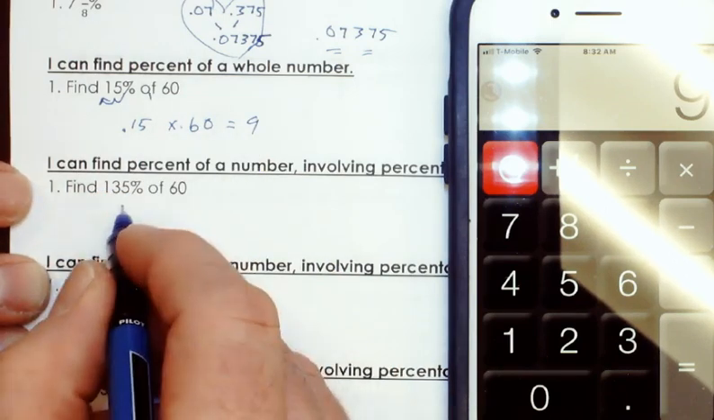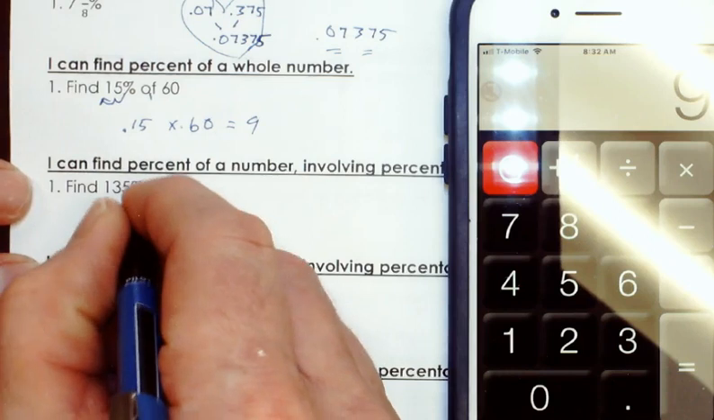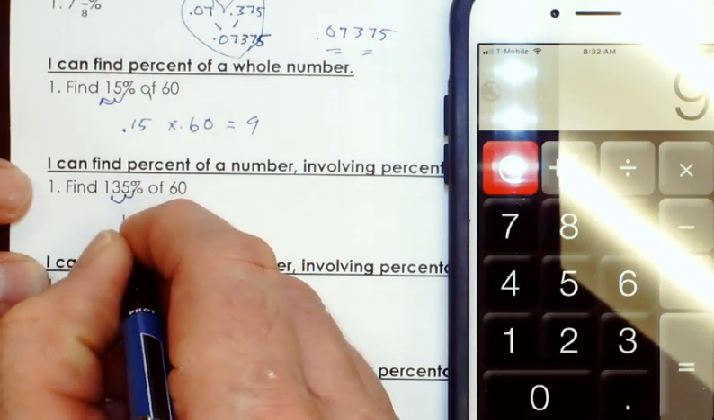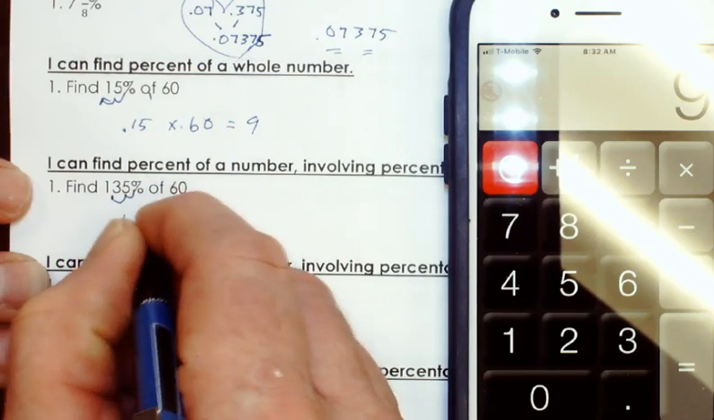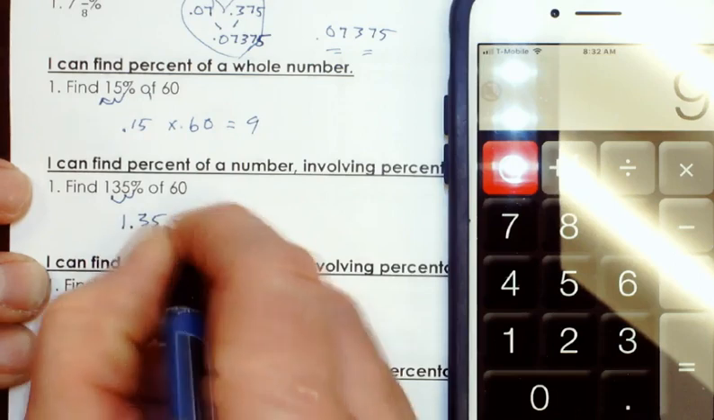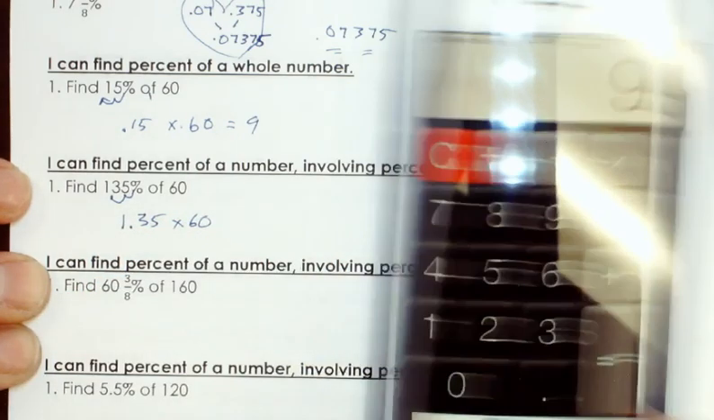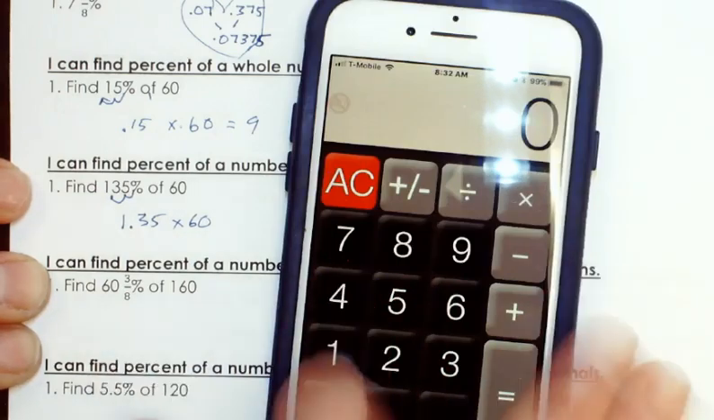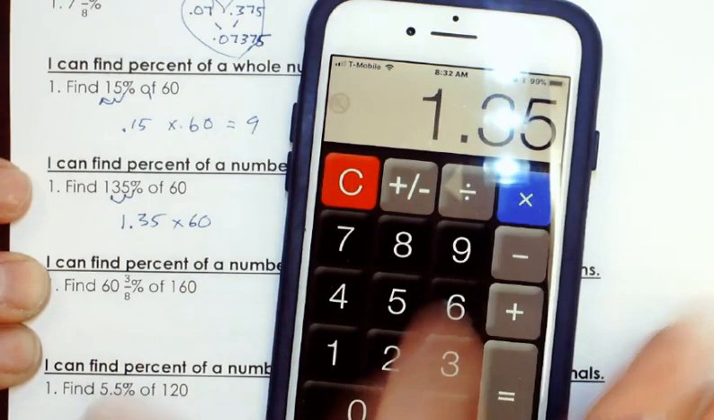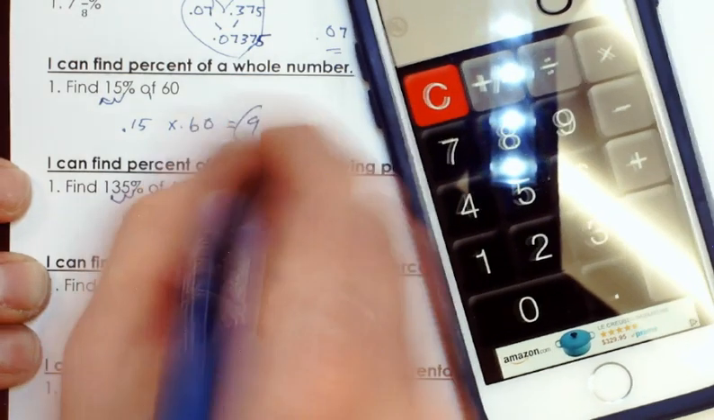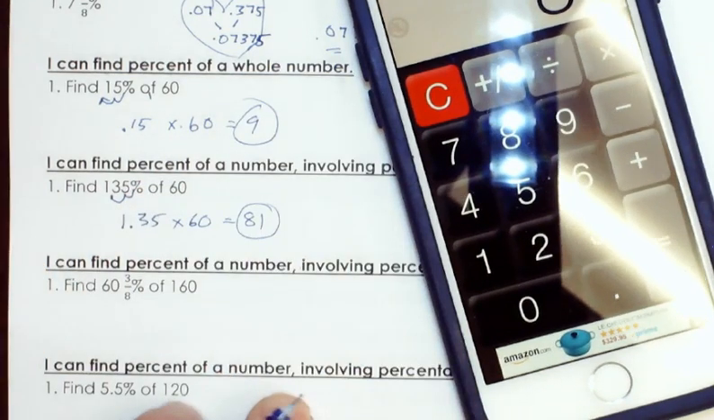So now we have to find 135% of 60. Well, I can do the same thing. I can move that decimal twice, and now I have 100%, which would represent a whole 60 of 60, plus an additional 35%. We're looking for something bigger than 60, right? So go ahead and put that in. 1.35 times 60 equals 81. And it fits what we're looking for too. Sweet! I love it when a plan comes together.